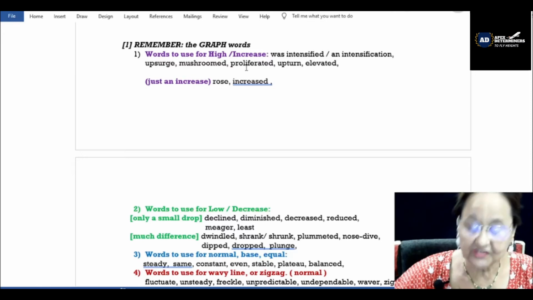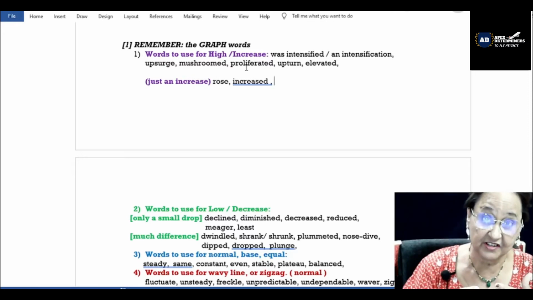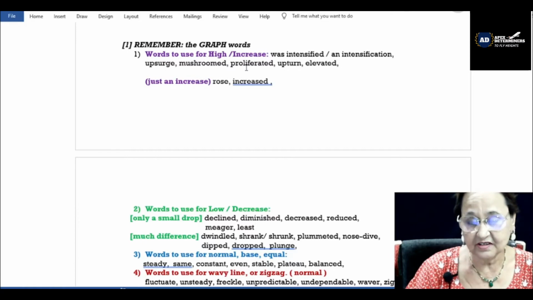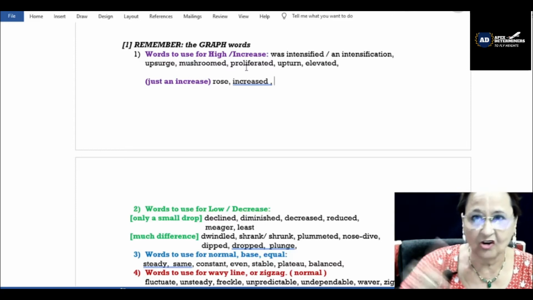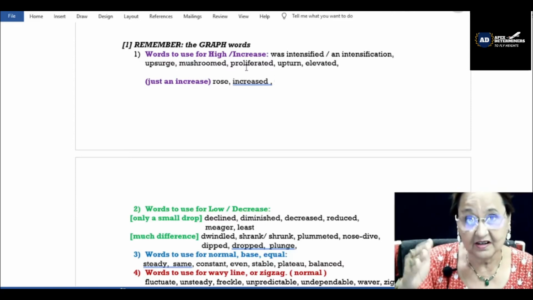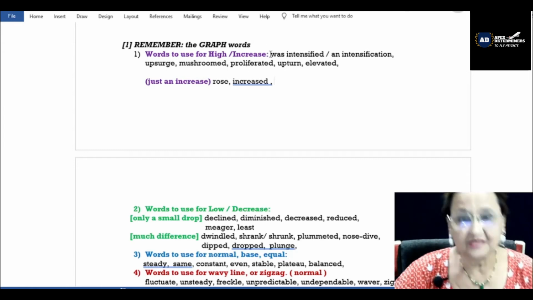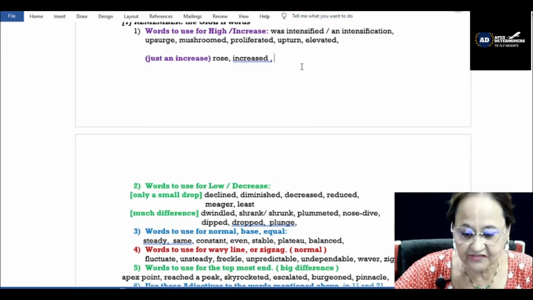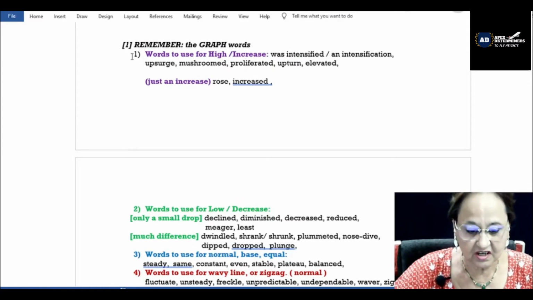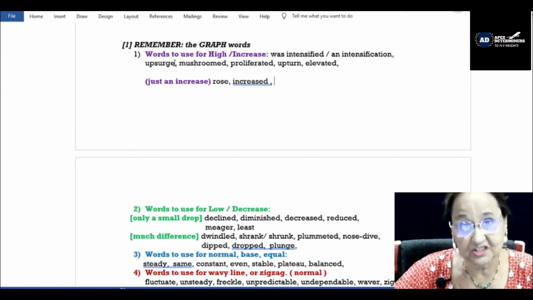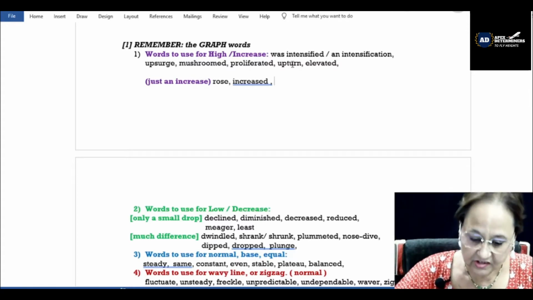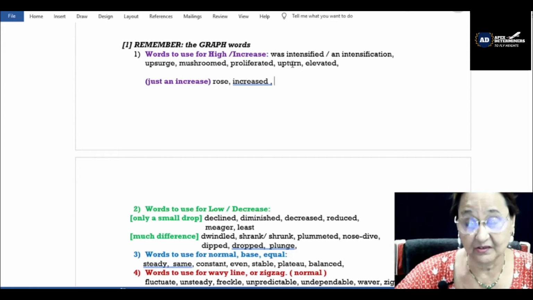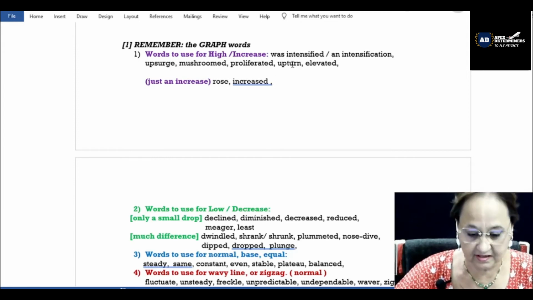But if there's a tremendous difference, like for example, you're starting with 10, just I'm saying a 10, and you've shot up to 100 or 70, that is called a big margin. So for such words, it's good to use intensified and intensification. Upsurge is a very popular word nowadays, especially in the news. Mushroom, proliferated, upturned, or elevated. And you can also say another word like escalated, which is the happening word now, escalated.